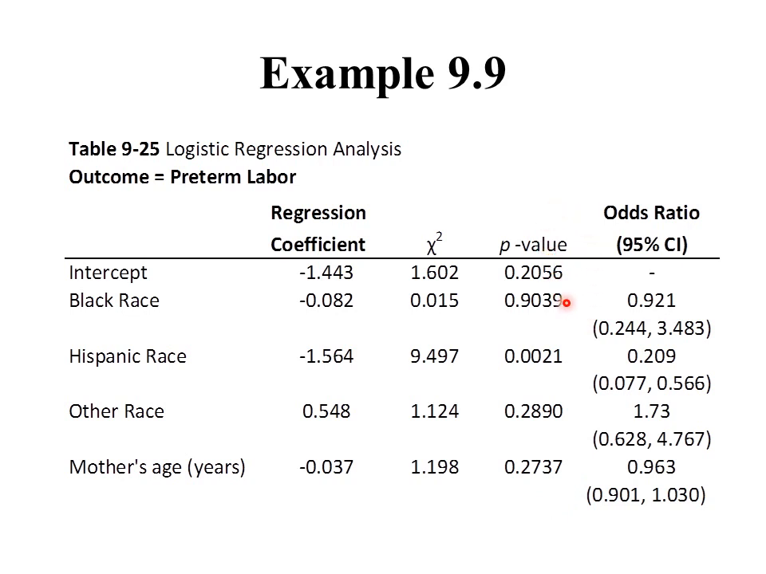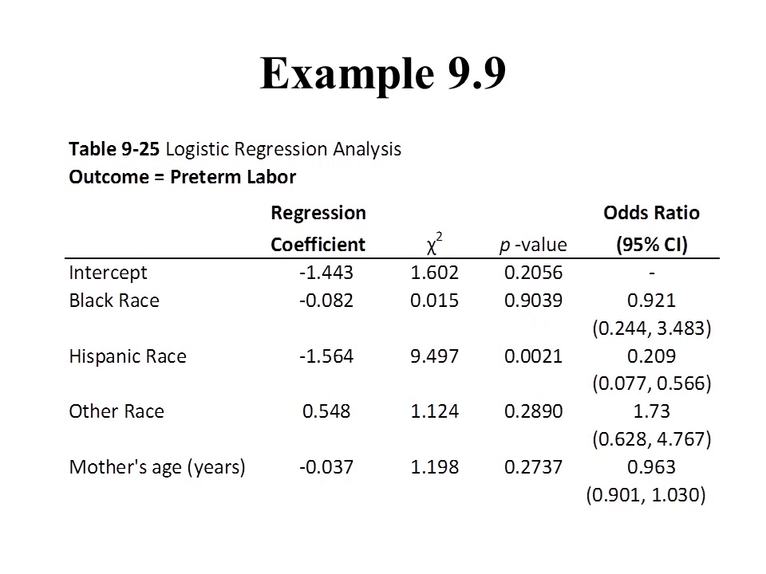Remember that a large p-value would mean that that variable is not significant. A small p-value would indicate that that variable is significant. So we look at these p-values. This one here is large, this is large, this is large, this is large. The only one that's small is this one right here. So that means that apparently the only significant predictor variable is being of Hispanic race. The other variables, as well as the intercept, just don't appear to be significant.